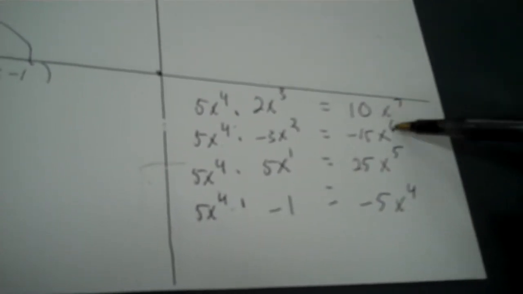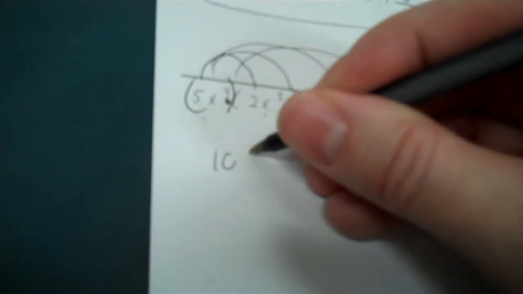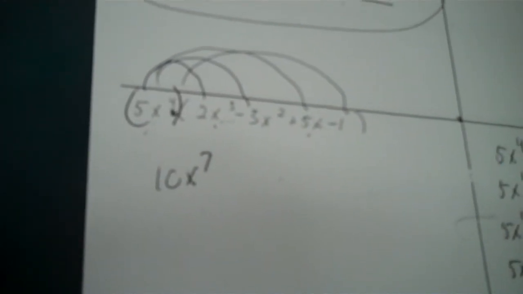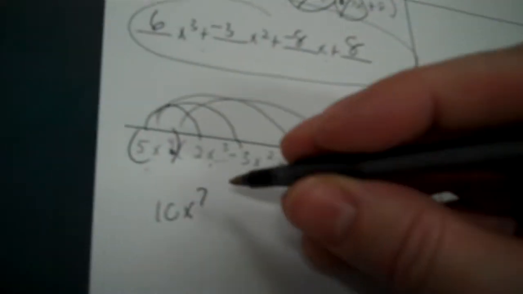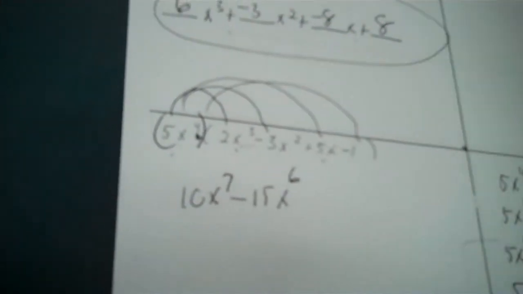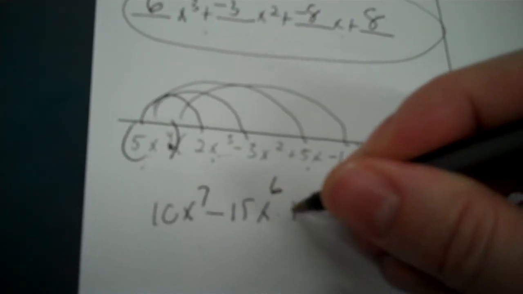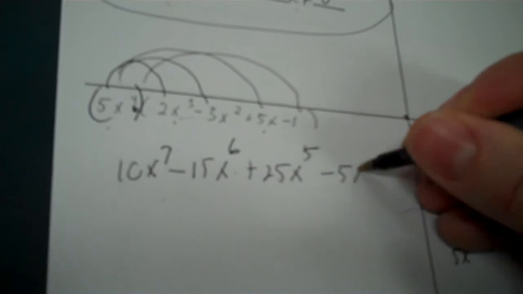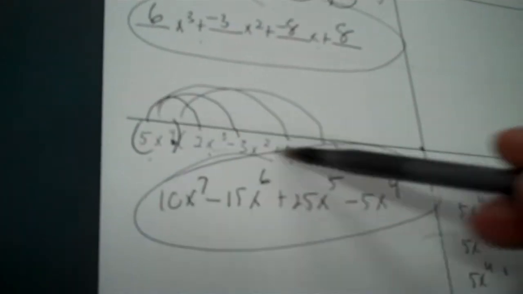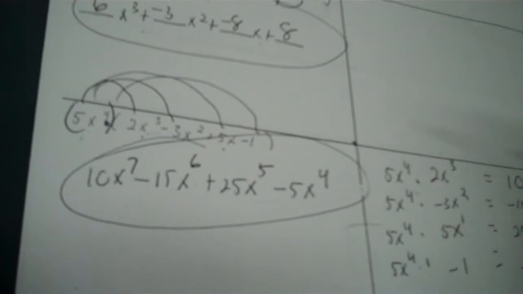Now all those powers are different, so you can't combine them, but you need to write the sentence out as 10x to the 7th. And don't write times anymore. The times is done. I saw some of you on this assignment doing that, and I'm not mad about it, okay? But don't write dots now. You write minus 15x to the 6th. It's plus and minus now. Plus 25x to the 5th. Minus 5x to the power of 4. Timesing's done. No more multiplication.